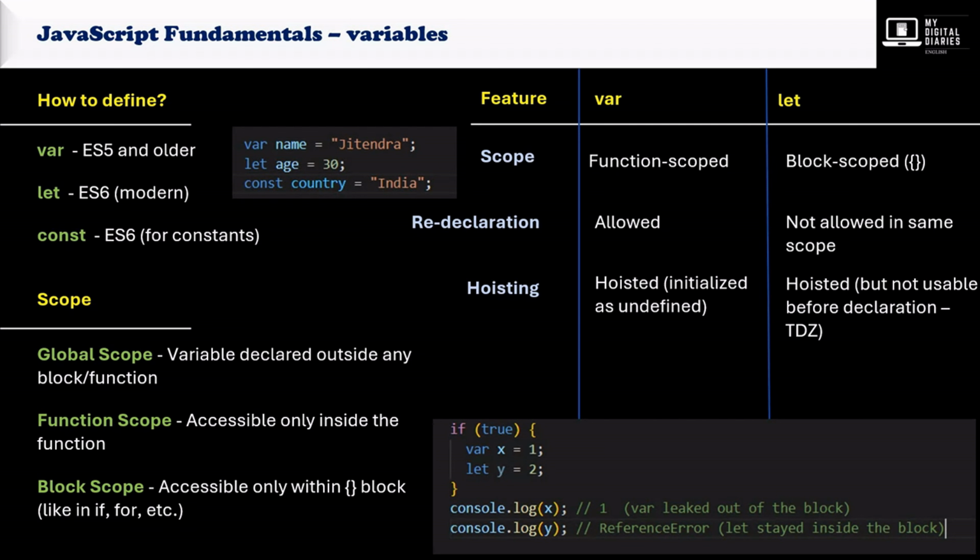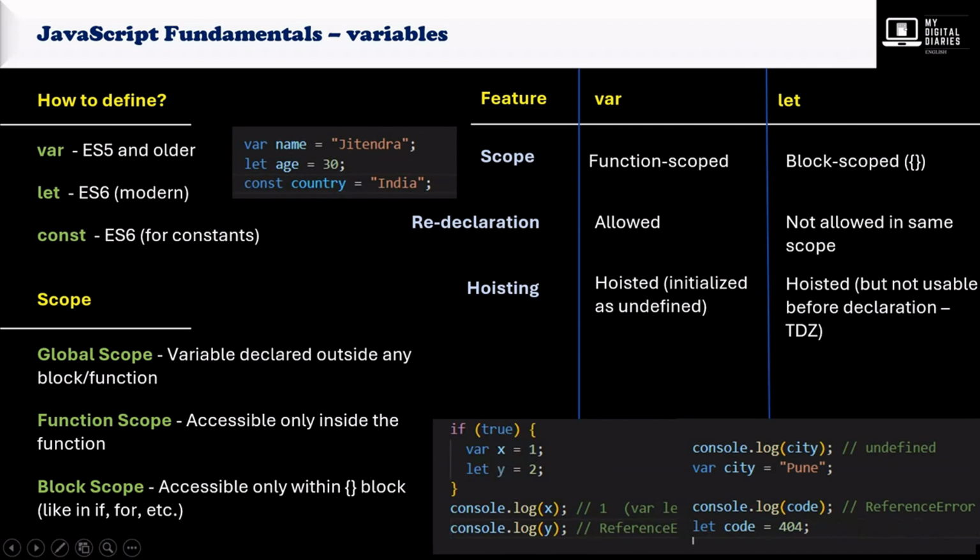So you can reference it before the line where you wrote it, and you will get undefined instead of an error. Let and maybe const also are hoisted, but not initialized. They live in the temporal dead zone, that is TDZ, from the start of the scope until their declaration line. So if you touch them in the TDZ, you will get a reference error.